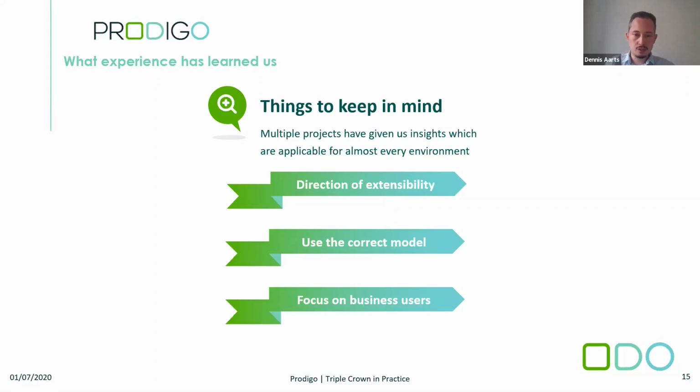Then the usage of the correct model. I already discussed that a little with the previous point. As I said, you can define, for example, decision logic in your business process model, but that is not what we wanted to do. So please separate them. When you have decisions, put them in the decision model. And the same holds between case management and business process management.